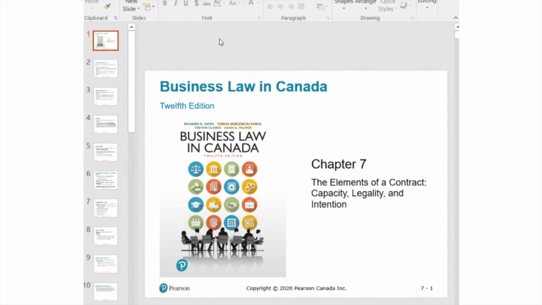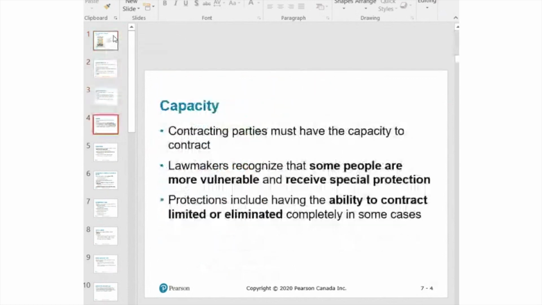So now here in chapter 7, we'll look at the other 3 remaining elements for a valid contract, which are capacity, legality, and intention. And we'll also take a look at the written requirement for a contract at the end of this chapter. So let's look at chapter 7.